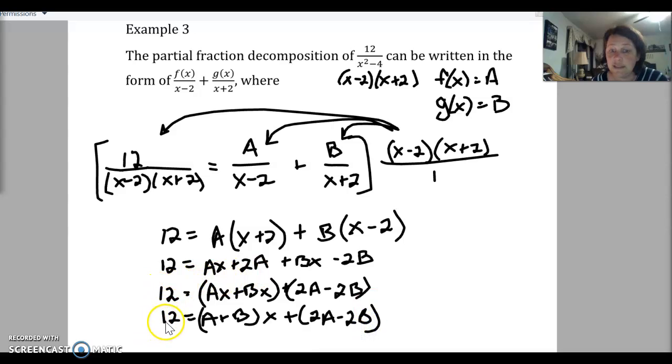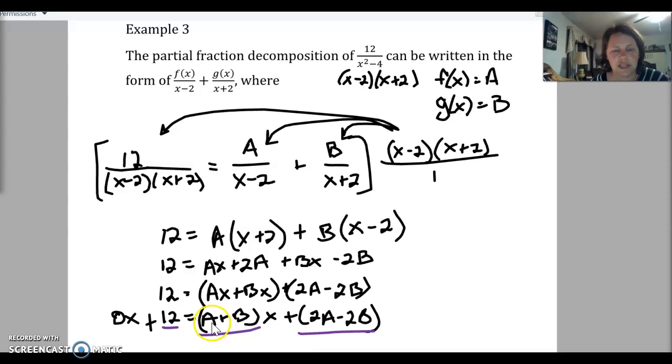So on the left-hand side, what do we notice? This happened in the last one that I did also. We have a constant term to match it up to. So our 2a minus 2b, we know that needs to equal 12, but we don't have anything to match up our x variable to. So we need to add that on. So we're going to add in front of the 12 a 0x just for a placeholder.